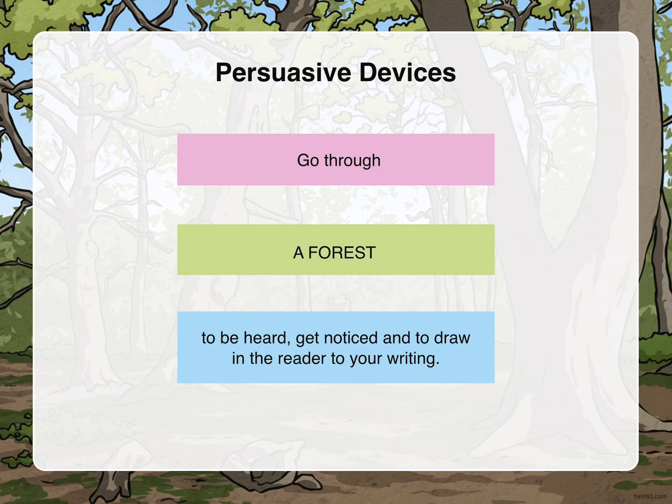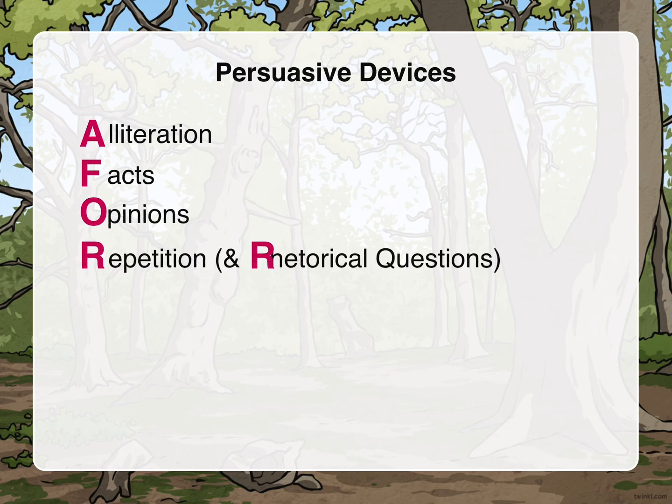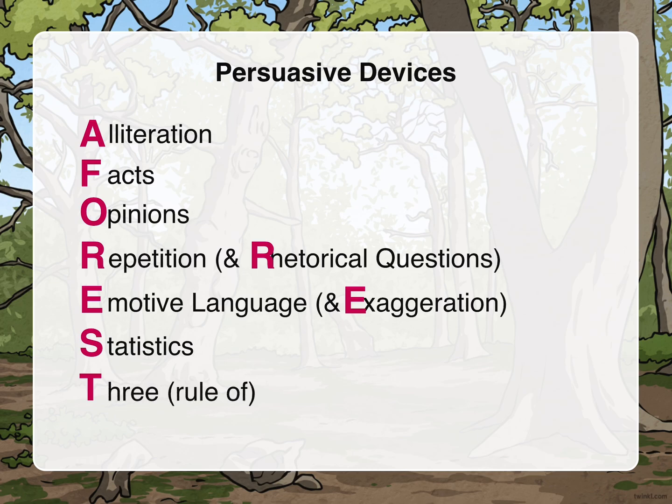And you will see that down the left-hand side of the next slide. So each letter stands for a persuasive device. A is for alliteration. F is for facts. O is for opinions. R is for repetition, and rhetorical questions. E is for emotive language and exaggeration. S is for statistics. And T is for three, the rule of three.